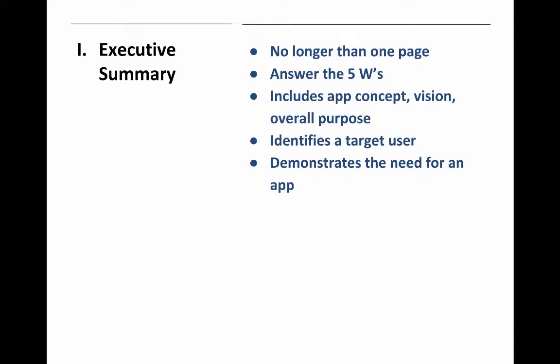The executive summary should answer the 5 W's: what, who, where, why, and when. Clients will often have an app concept, vision, and users in mind. It's going to be your job to make sure that concept and vision is sound and that they've got the right users in mind. The executive summary can also include program, business, or organizational history and goals.